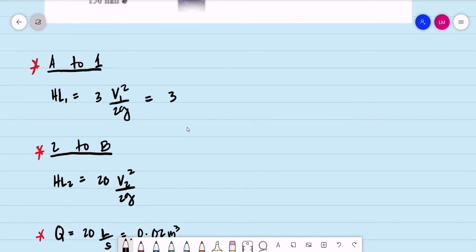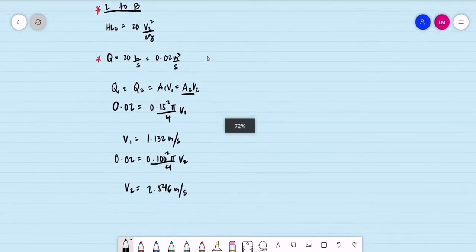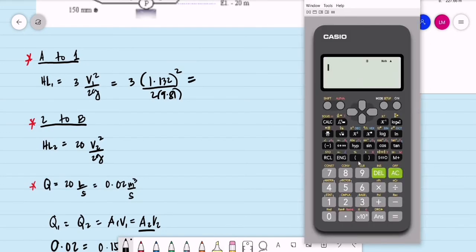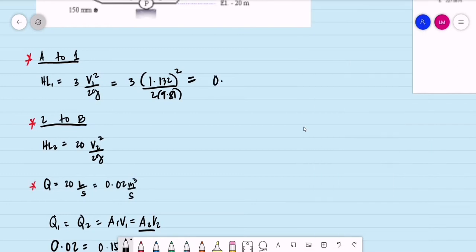So this is the same as we have 3. Yung velocity sa pipe number 1 is 1.132 squared, divided by twice of 9.81. So 3 times the velocity head. Yun daw yung value ng head loss sa pipeline number 1. Okay, so we have head loss 1, the same as 3 times the velocity head, that is 1.132 squared divided by twice of 9.81. So we have our first head loss is equal to 0.196 meter. That is head loss number 1 from A to 1.